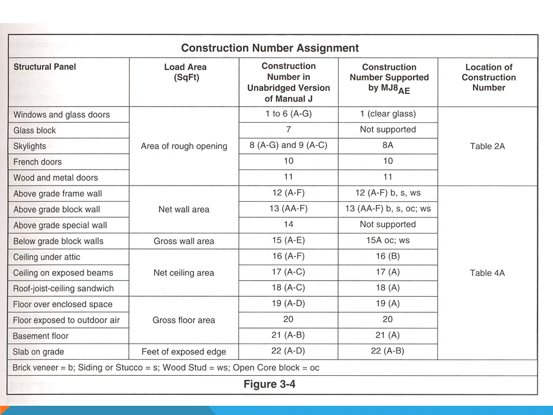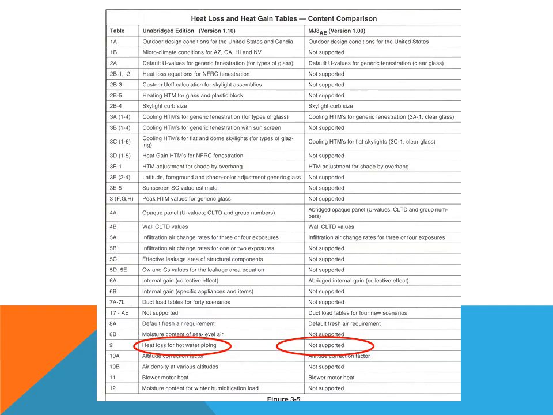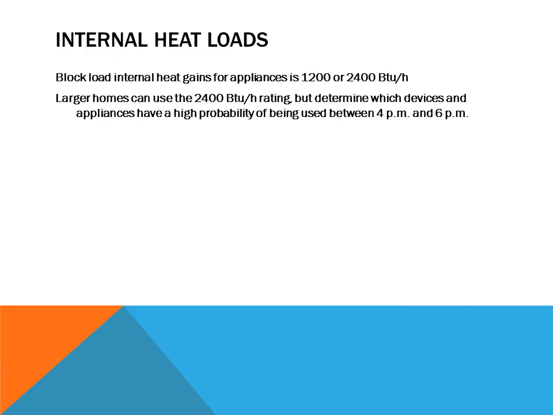Here we look at the construction of a house, and we get that construction number, and we can look at how the house is constructed and, from the different tables, make a decision of how tight the house is and how the heat is going to transfer through it. Here's another chart that gives us the comparison, and we look at line 9 and table 9. We got the heat loss for hot water piping, to give you that information.